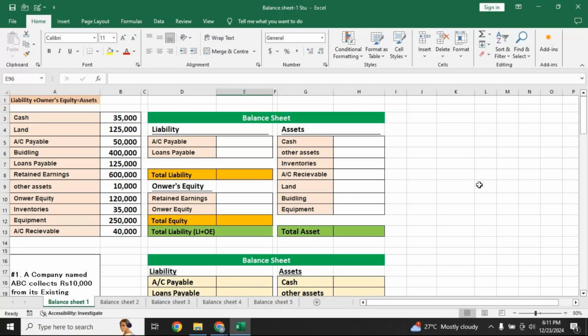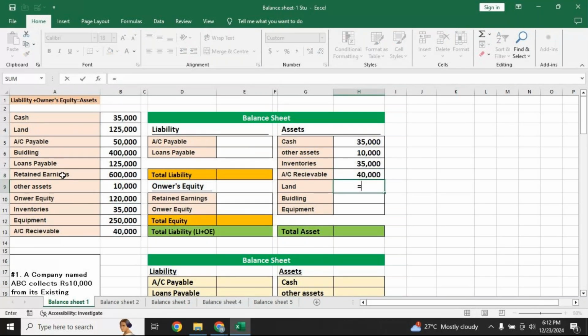So here in the balance sheet, there are some requirements, some changes you need to make. The line items are already given. You just have to take in the values. So I'll take 35,000 other assets, then inventories, then account receivable, land, building, equipment.